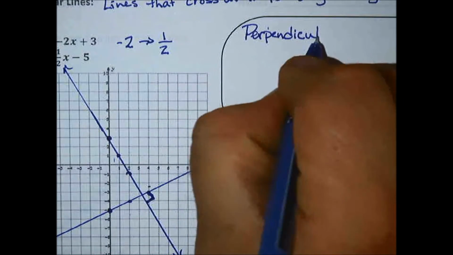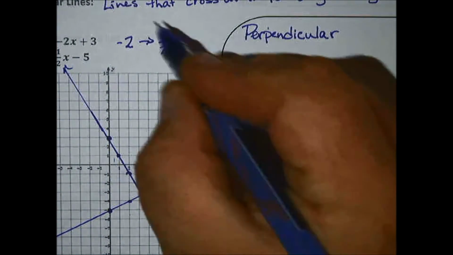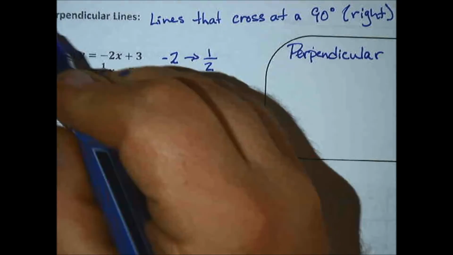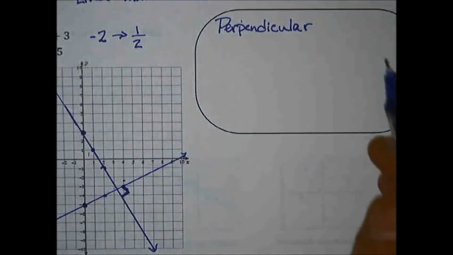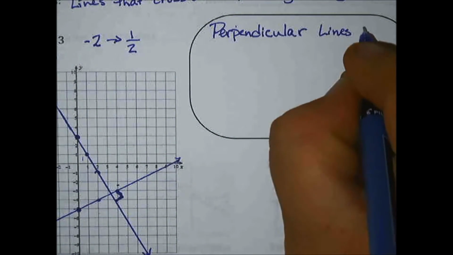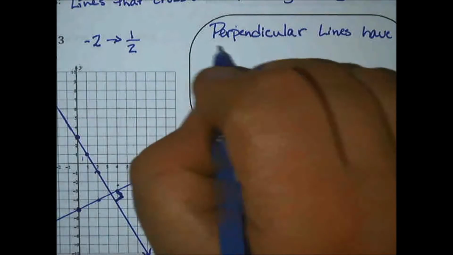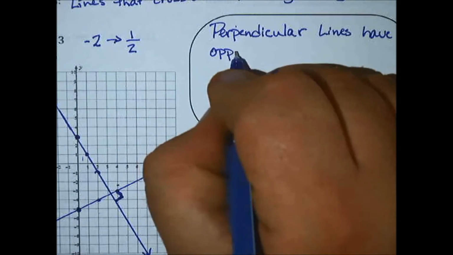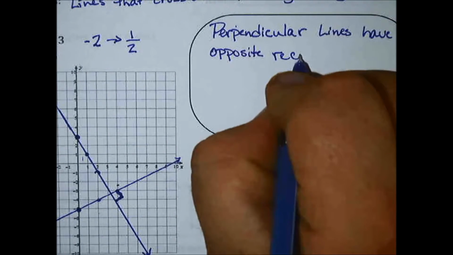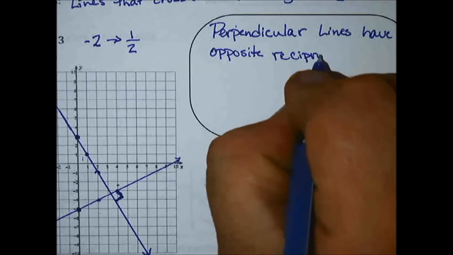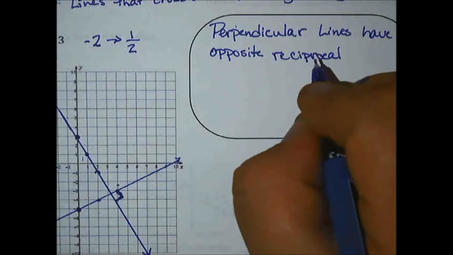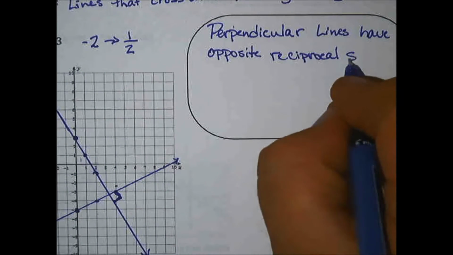perpendicular, you don't know how to spell it, it's right over there. Okay, look right up there. You can't quite see it. It's right there. That's part of it. All right, perpendicular lines have opposite, meaning plus or minus, reciprocal, which means flip the fraction, slopes.